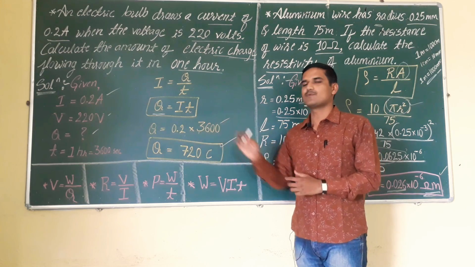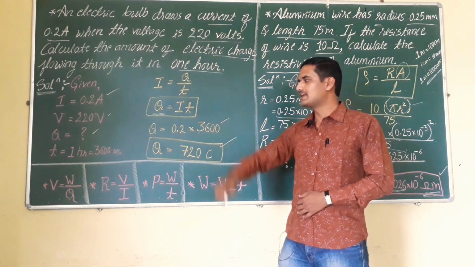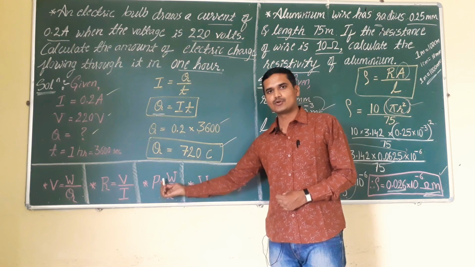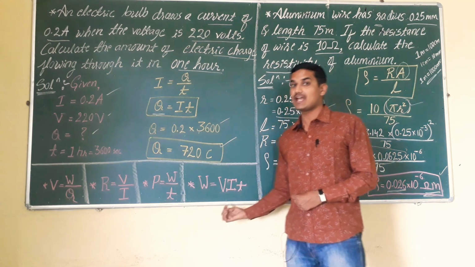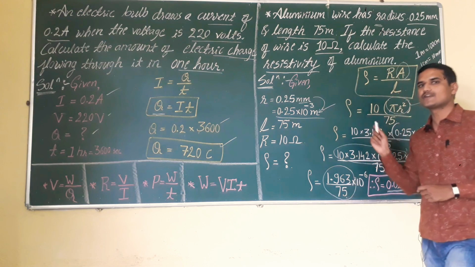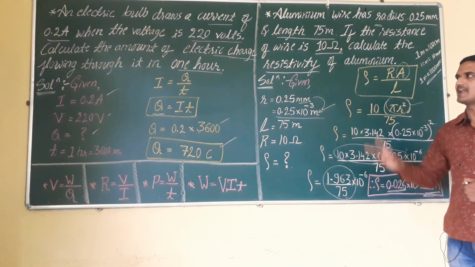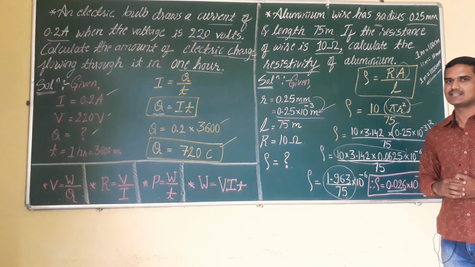So remember all these formulas: I is equal to Q by T, V is equal to W by Q, R is equal to V by I, P is equal to W by T, W is equal to VIT, and resistivity rho is equal to RA divided by L. So these are the important formulas, and these are the solutions of these two questions.